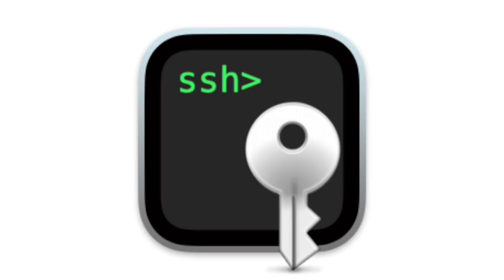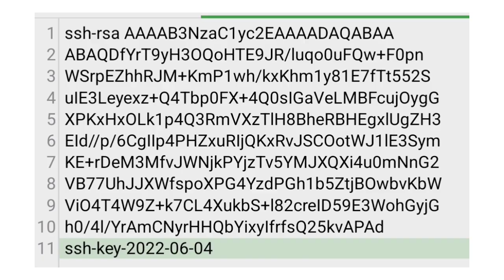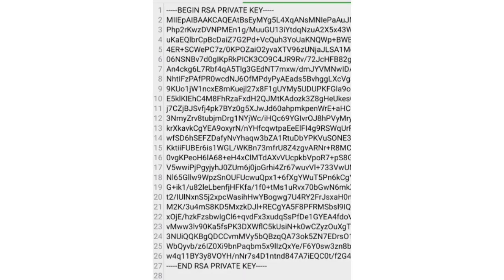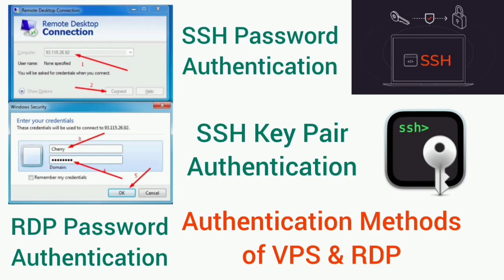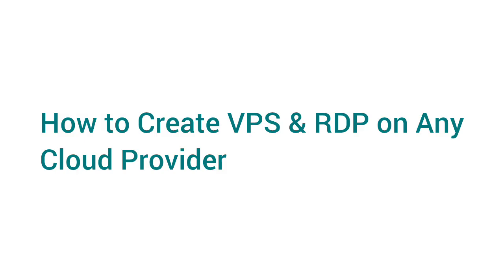Second one is SSH key pair authentication. SSH key pair are public key and private key. Public key must be on SSH server side. This means it must be on VPS server. Public key file has pub file extension. Private key must be on SSH client side. This means it must be with you. Private key file has key file extension. From this video, our theory lessons are over.